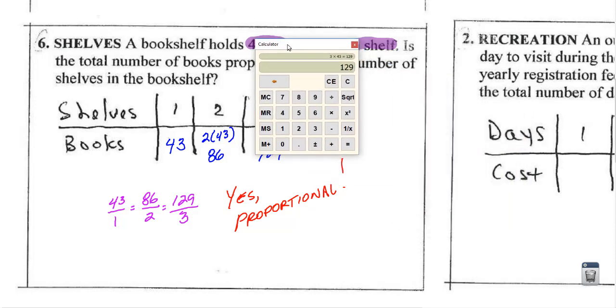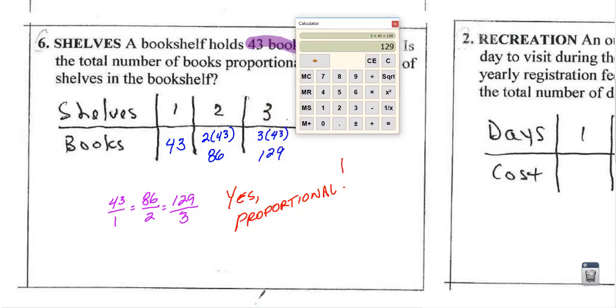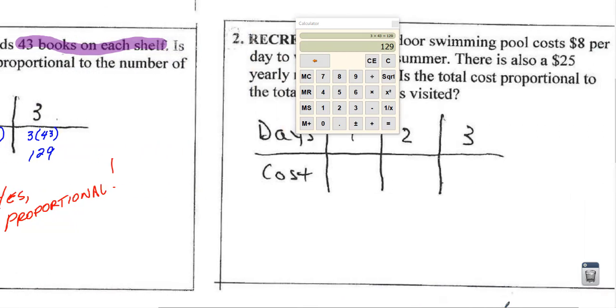Now let's look at the recreation problem. And again, if I'm going too fast for you, you can always slow it down. That's the great thing about you controlling the video. So let's look at the recreation problem.